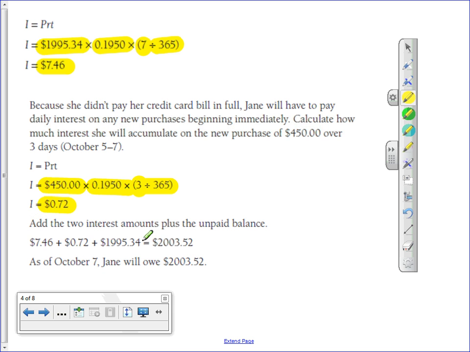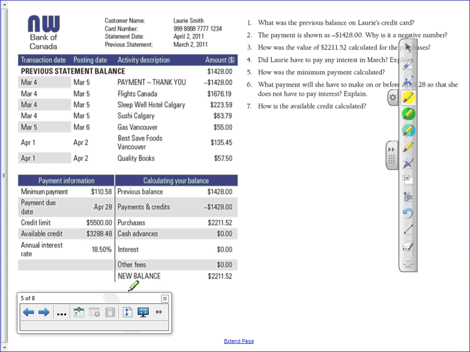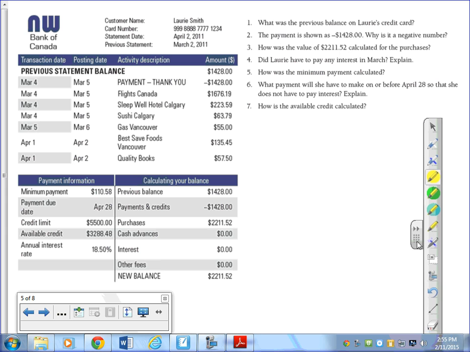So her original balance plus the interest on what she didn't pay before, plus the interest on anything new that she bought, gets a balance of $2,003.52. That's just the interest. Plus, you'd have to consider the $450 total. So basically what you need to know is credit card companies make their money off you when you're late with payments. Here's a look at a credit card statement.